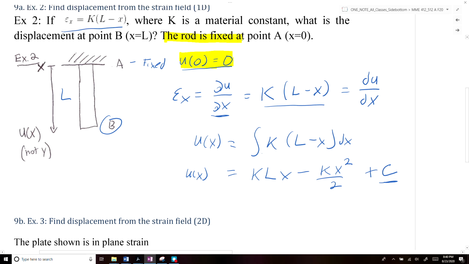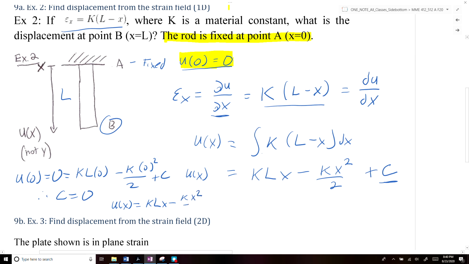The rod is fixed at point A, so there'll be no displacement. So we can say that u of 0 is equal to 0, which equals kL times 0 minus k times 0 squared over 2, plus C. Therefore, C would be equal to 0.